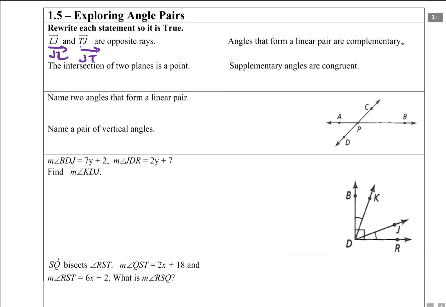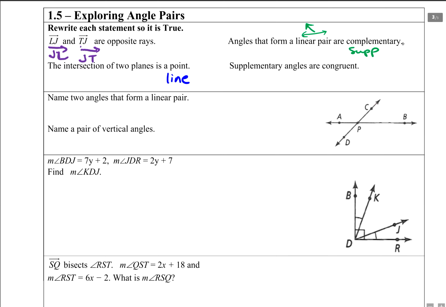Okay, what's next? The intersection of two planes is a point. I know that when planes intersect, it is always at a line. And angles that form a linear pair are complementary. What do we know about a linear pair? We know linear pair looks like that, so that would be supplementary, not complementary.